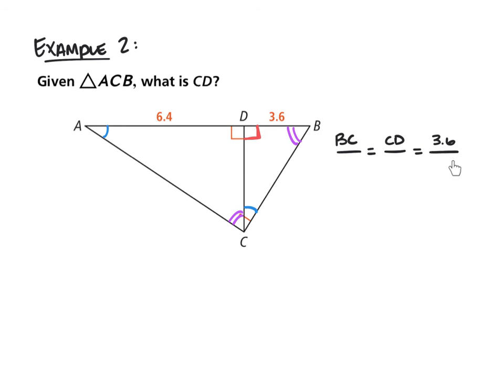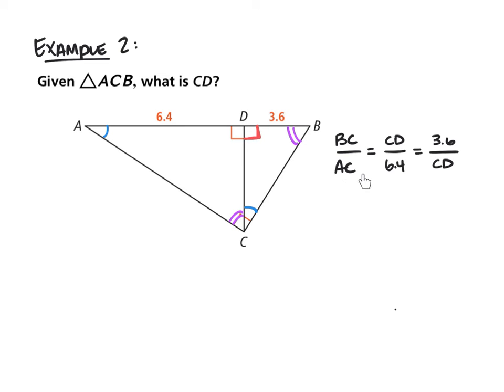Now I'm going to do that same pattern for the medium triangle here. So the hypotenuse of the medium triangle is AC. Across from the purple angle of the medium triangle is 6.4. And then across from the blue angle in the medium triangle is segment CD, which I don't know the length of.